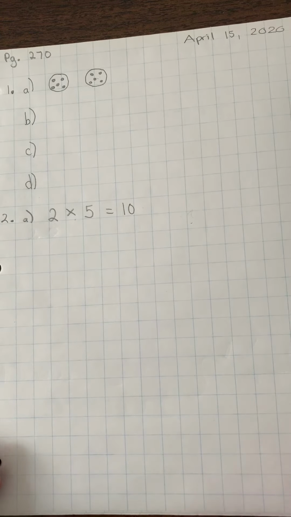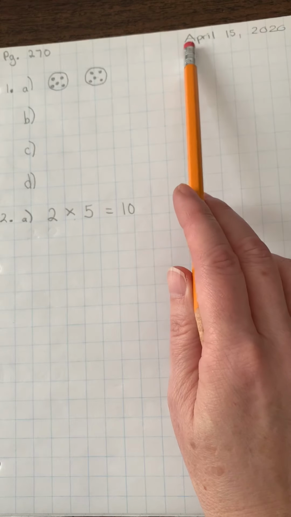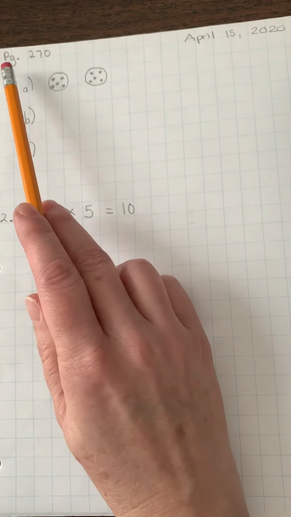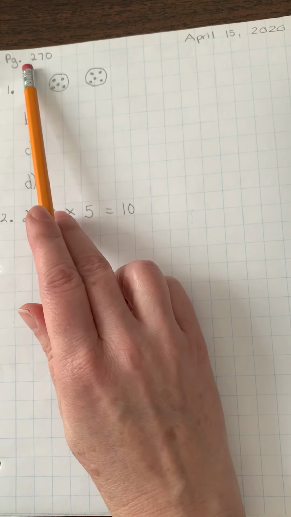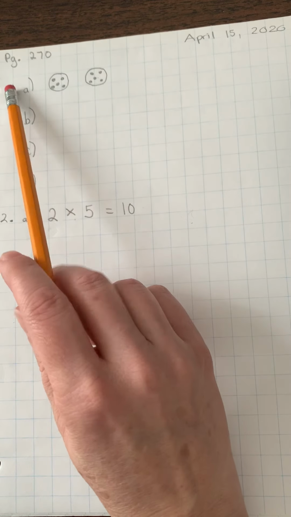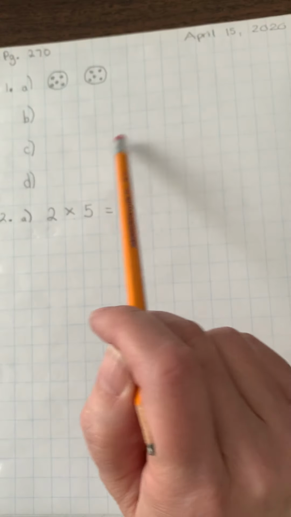Now this one I've already kind of set up. And what I want you to do is, because it's April 15th, you'll write April 15th up at the top, 2020. And then over here is the page number from the textbook that we're working out of. It's page 270. So you'll record that. And use these squares and all these lines when you use this book.